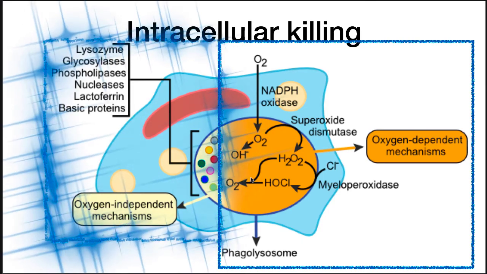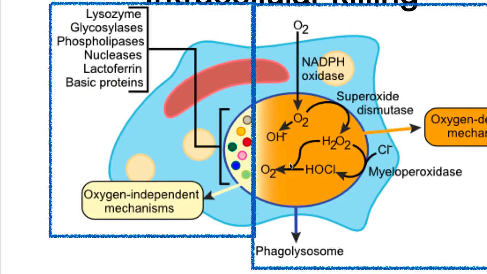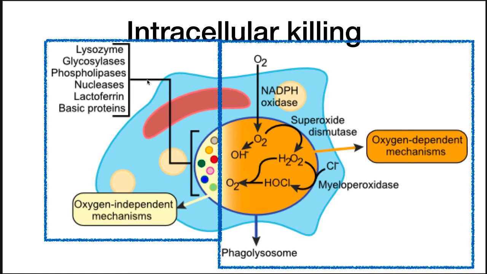The other part of this process is oxygen-independent mechanisms. This includes a collection of enzymes such as lysozyme, glycolases, phospholipases that degrade membranes, nucleases, lactoferrin that steals iron away from them, and proteases. All of these combine to make it much more difficult for bacteria to grow. Most bacteria will only survive for a few minutes once they enter a phagolysosome. So this is a very effective way of killing them.